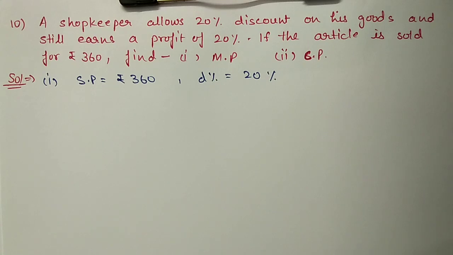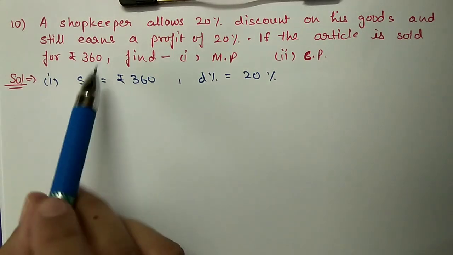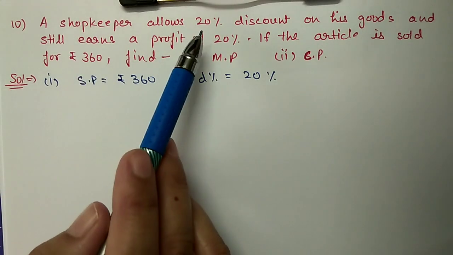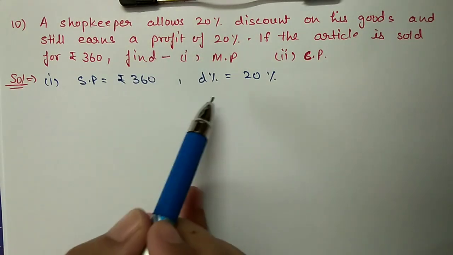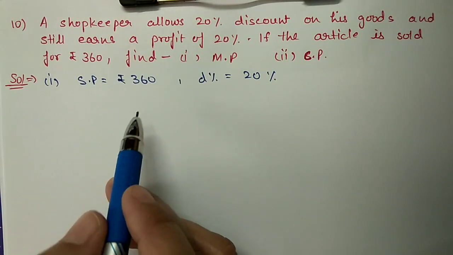Next question number 10. A shopkeeper allows 20% discount on his goods and still earns a profit of 20%. If the article is sold for 360 rupees, find mark price and cost price. So selling price is given 360 rupees, discount is given 20%. With the help of these two, we can find out mark price.